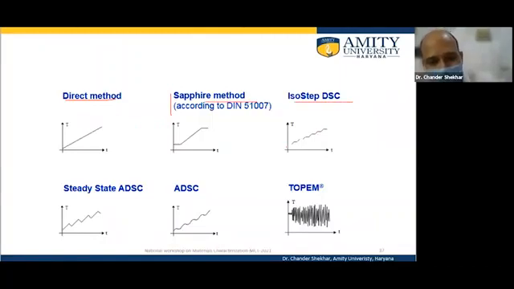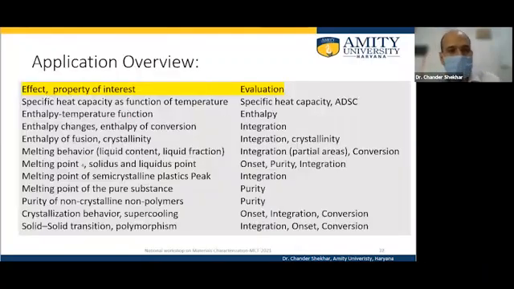Basically, what is changing is the temperature program to which the sample is subjected. If it's linear, it is the direct method or sapphire method, with equilibration at the start and end. In the isostep, there is a seesaw kind of variation, then the steady state, and this is sinusoidal, and then it is random.